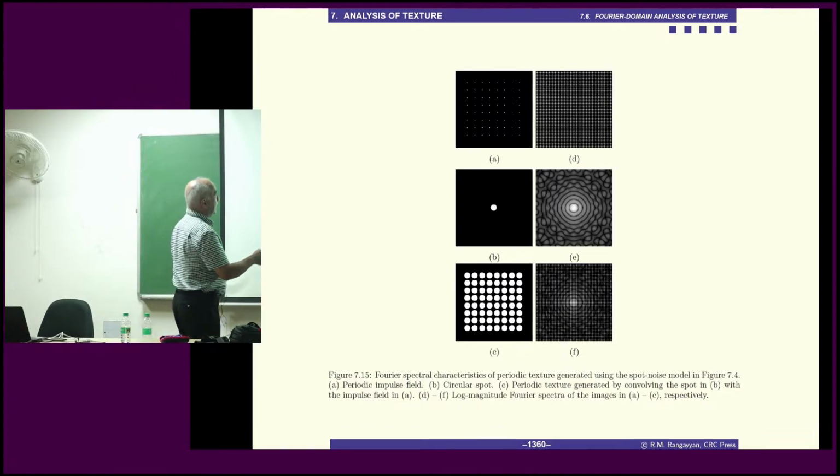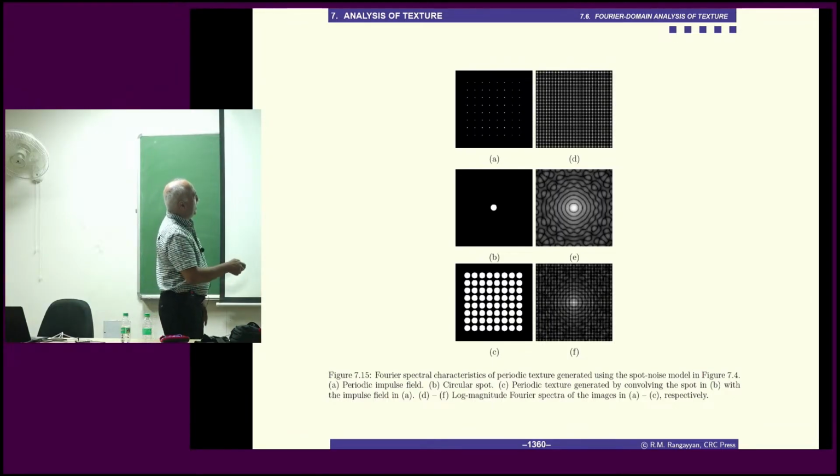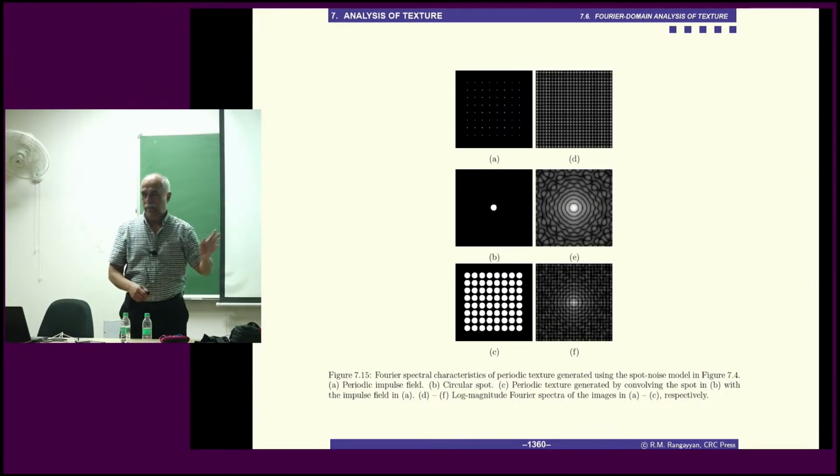So this is a circle and its Fourier transform, the Bessel function, except for these artifacts. And a bunch of circles, convolving this with that, we get this image, sort of periodic texture, except for the border. And the spectrum, we convolve here, so these are multiplied. When you multiply this with the impulse field, you get spikes at those points. So you get this periodic concentration of energy, and the moment you see that, you know it is periodic texture.